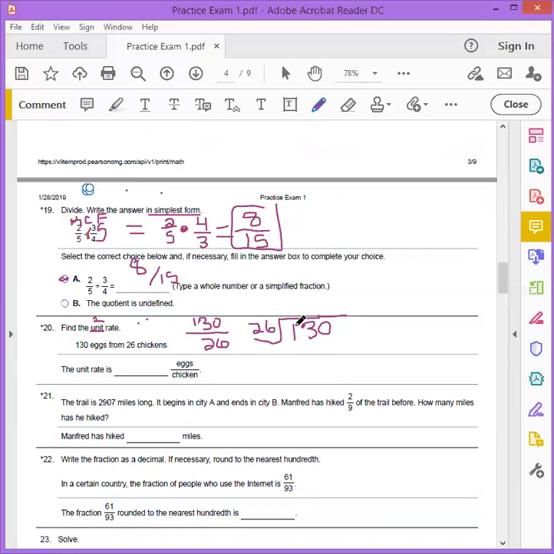Now 26 can't be divided into 1 or 13. However, we can divide 26 into 130, and it can be divided evenly 5 times. 5 times 26 would give us 130. So the unit rate would be 5 eggs per chicken.